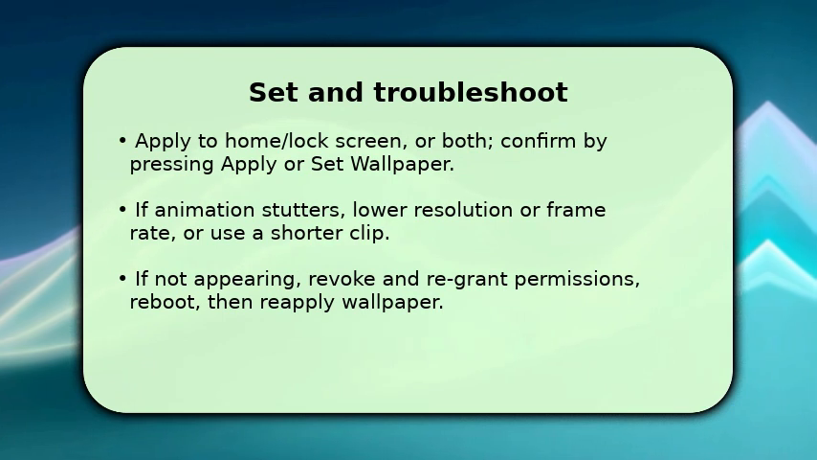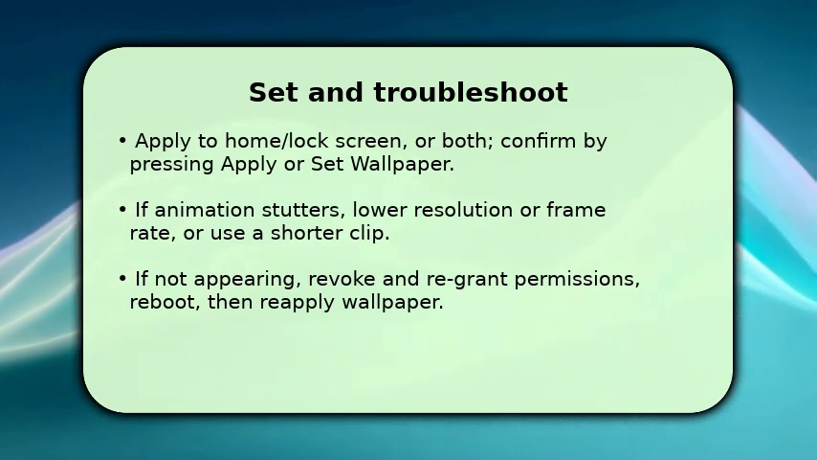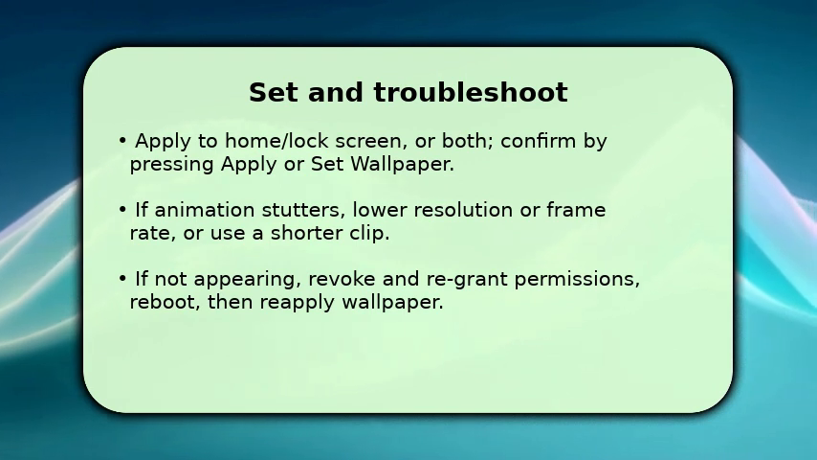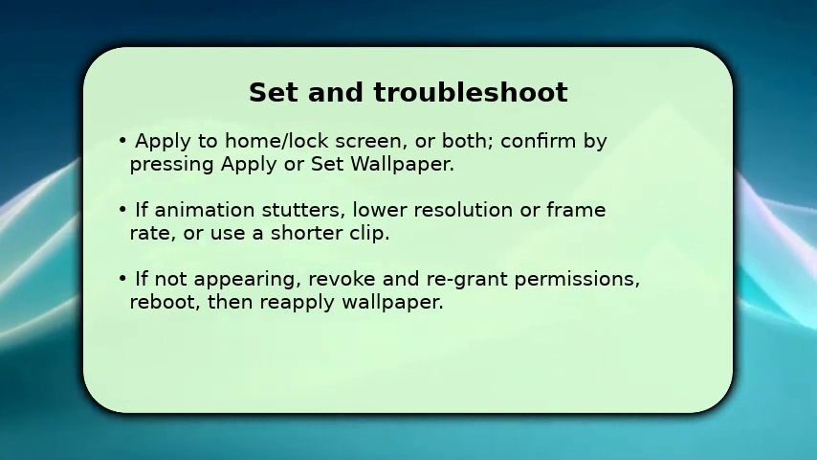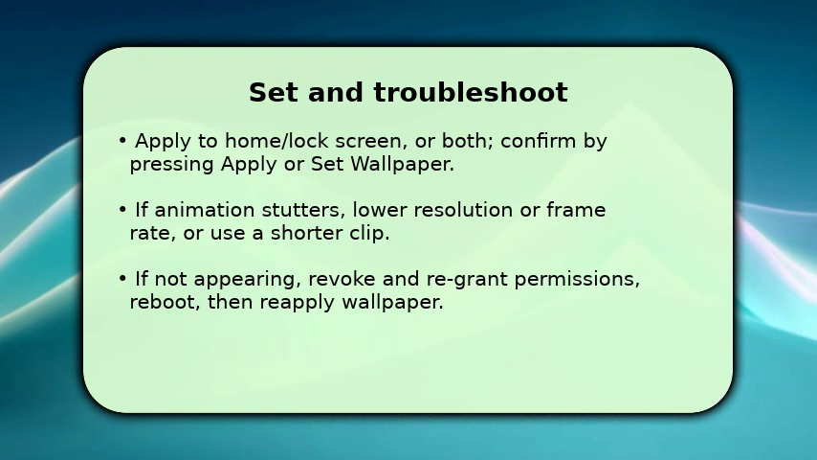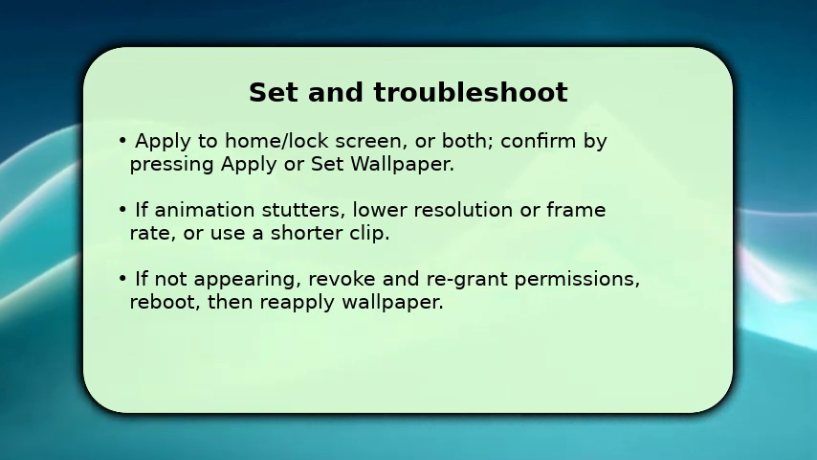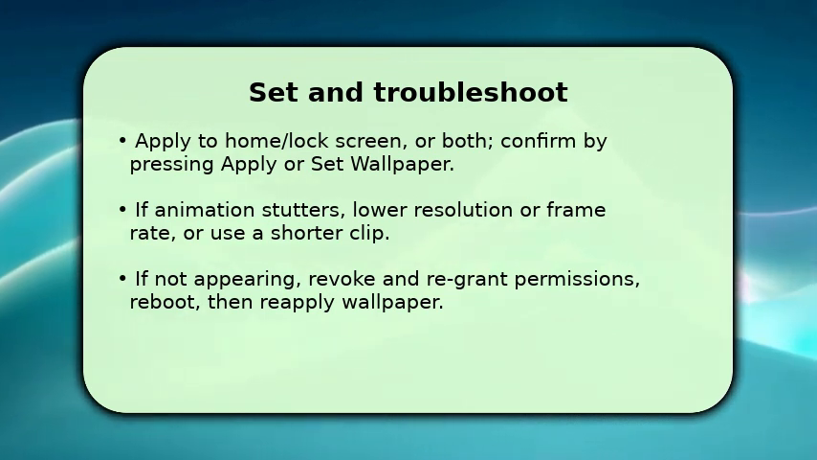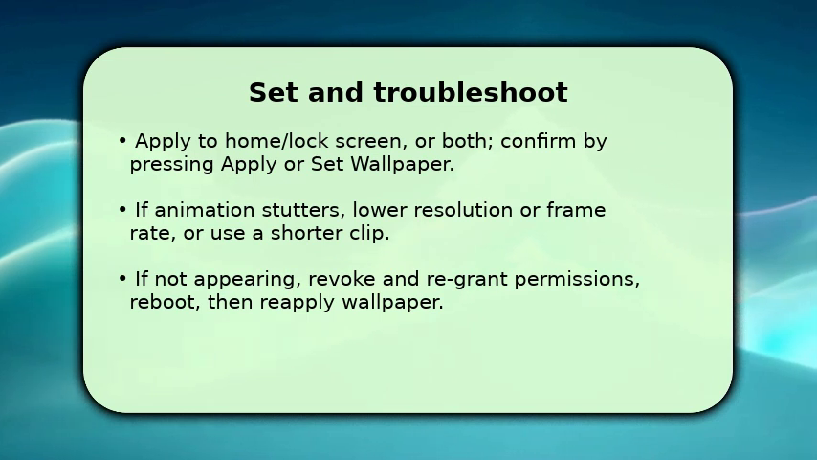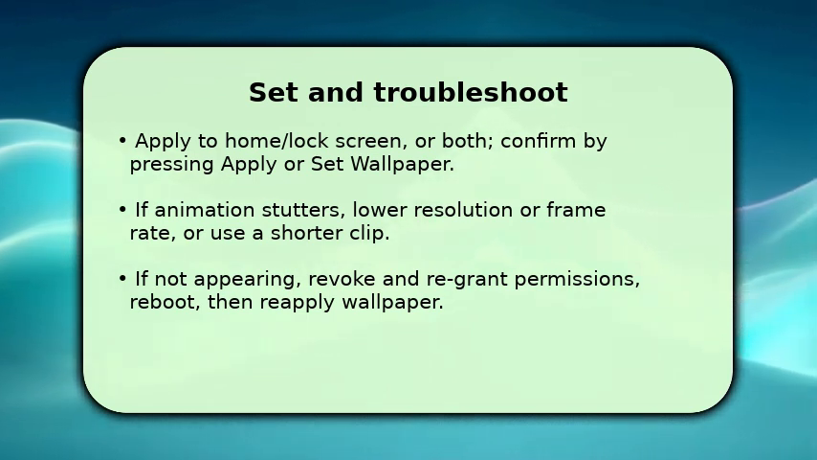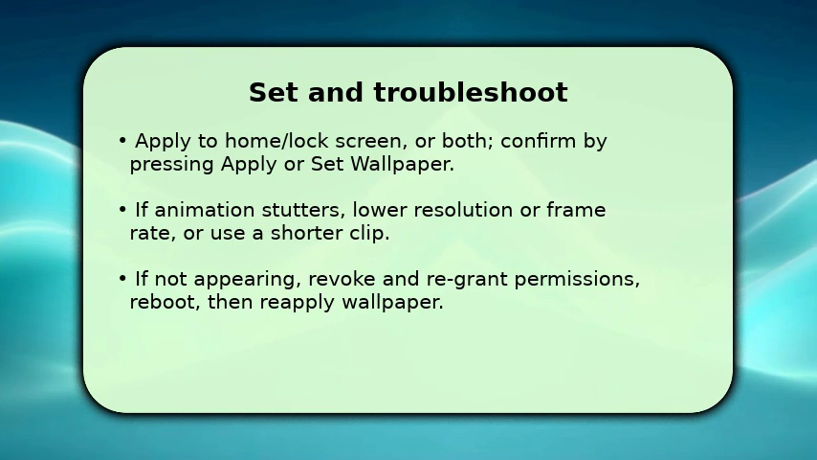If the animation stutters or drains battery, lower export resolution or frame rate, or shorten the clip to conserve resources. If it fails to appear, revoke and re-grant storage and overlay permissions, reboot the phone, then reapply. That single troubleshooting step resolves permission caches and display issues most of the time.